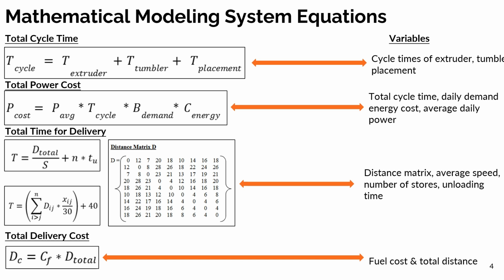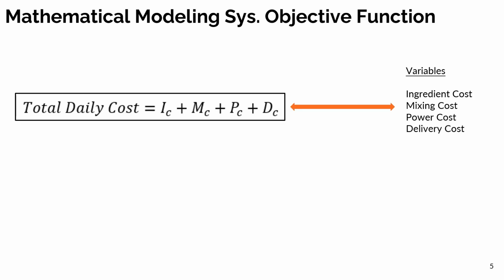And this will allow us to calculate the total delivery cost, which will be the fuel cost times the total distance. This will allow us to create our objective function, which is going to be our ingredient costs, mixing costs, power costs, and delivery costs together.